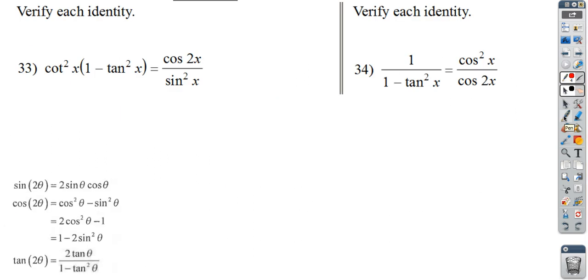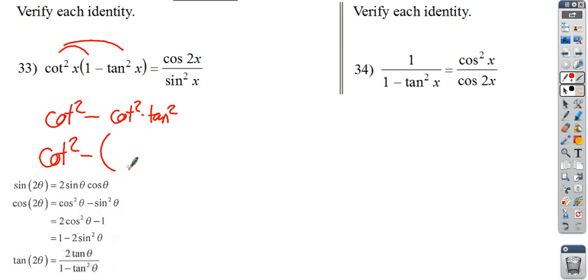Alright, this one, verify an identity. This is cotan squared times this, and in terms of which one is harder, they both look fairly complicated, but let's start by simplifying the left side. Let's just distribute this and see what happens. Cotan squared times 1 is cotan squared, and then this will be cotan squared times tan squared. But remember, cotan and tan are reciprocals. So cotan is the same as 1 over tan, and this is still tan squared, so those cancel, and we're left with cotan squared minus 1.